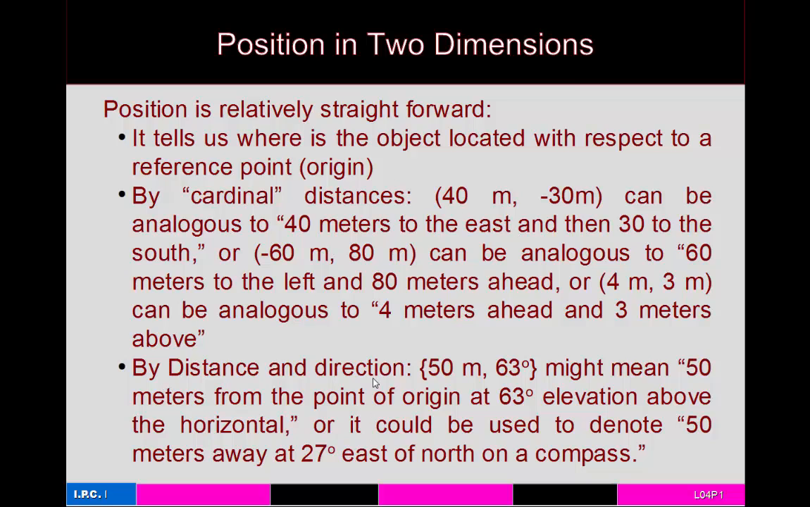Your other option is to use distance and direction, which is sort of equivalent to saying that an object is 50 meters and 63 degrees away from me. So that could be 63 degrees elevation above the horizontal, or maybe you're using a compass, in which case this is 63 degrees north of east, which you might call 27 degrees east of north if you were using a compass.